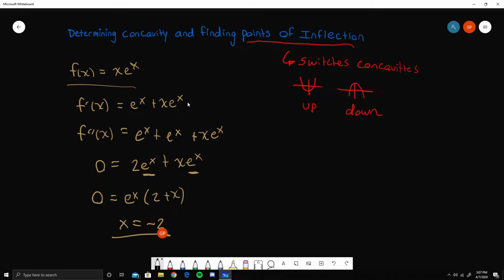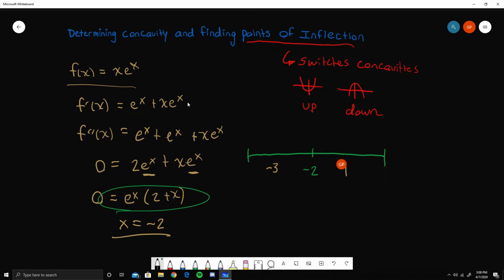So now my next step is to create a number line using this point. I'm going to draw a negative 2 here. Now I need to plug in points into this function, one before negative 2 and one after negative 2, to determine concavities. I'm going to start by plugging in a point before negative 2, and I'll choose negative 3. Then for the point after negative 2, I'm going to use 1.